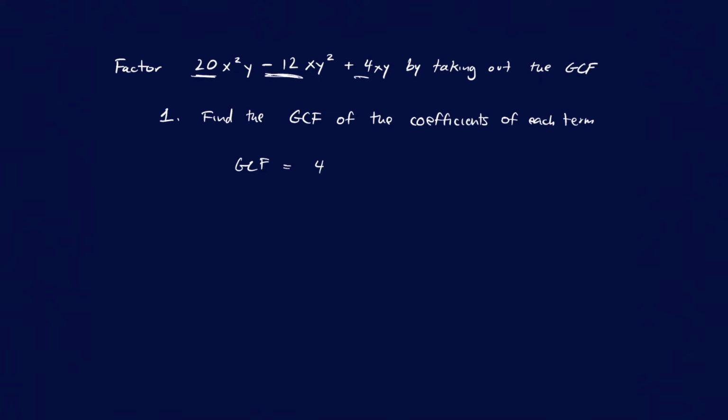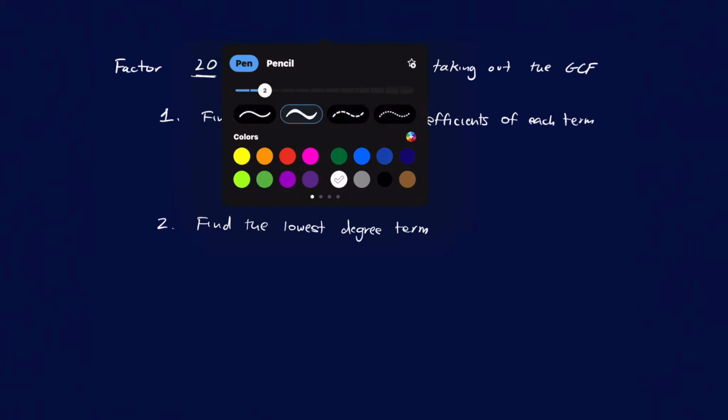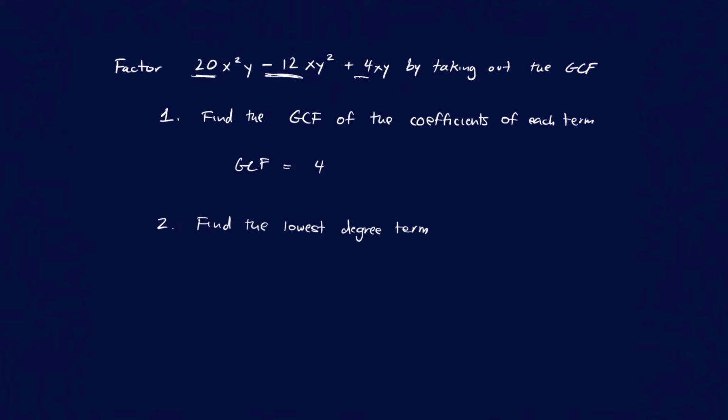And now this one is a little bit more tricky because the second step is to find the lowest degree term. But in this case, each term has more than one kind of variable. So each term has an x variable and a y variable. So what we need to do is we need to find the lowest degree term for each of the variables. So in this case, the x has a degree of 2 and the y has a degree of 1. In this case, the x has a degree of 1 and the y has a degree of 2. And in this case, the x has a degree of 1 and the y has a degree of 1.